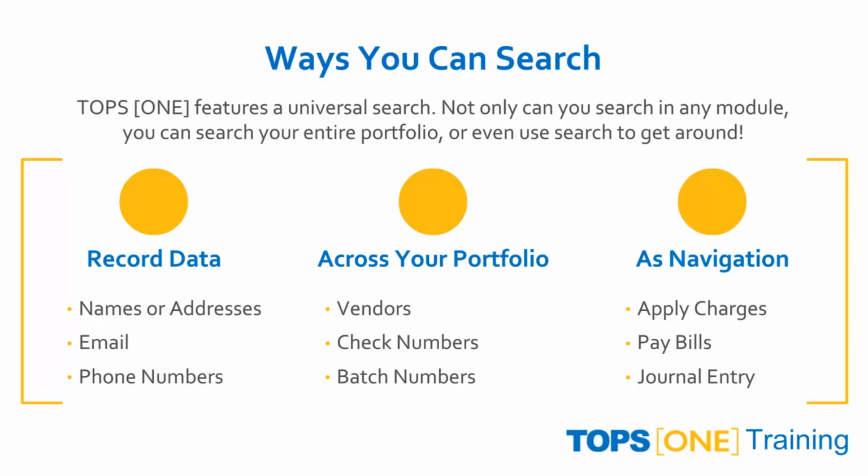Some different ways that you can use the universal search. You can not only search by any module, but you can search the entire portfolio, or even use your search to navigate through the system. You can look for record data, names, addresses, email, phone numbers. You can look across the entire portfolio at global vendors, banks, check numbers, and batch numbers. Or even use it as navigation to apply charges, pay bills, or add journal entries.